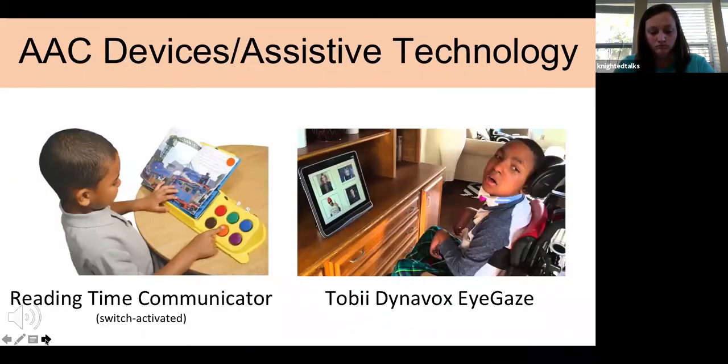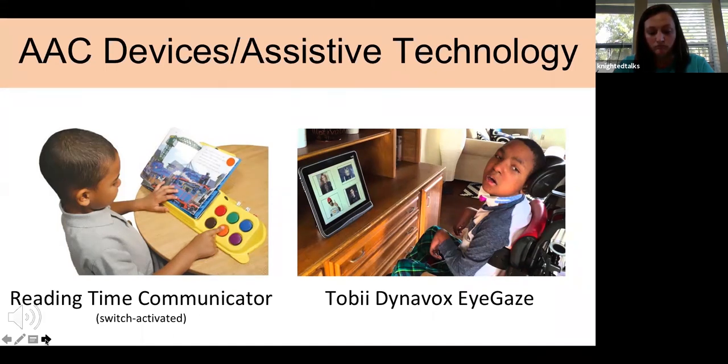Some students may use AAC devices or assistive technology in the home setting or in school. Make sure that if you think a child might have some limited verbal skills, you might ask their parent if they use any AAC or AT, which is assistive technology devices, like the ones we see here. The reading time communicator is a little bit more novel. They may not have seen that before, and you may not have seen this before, but it's very cool, so I wanted to share it with you.